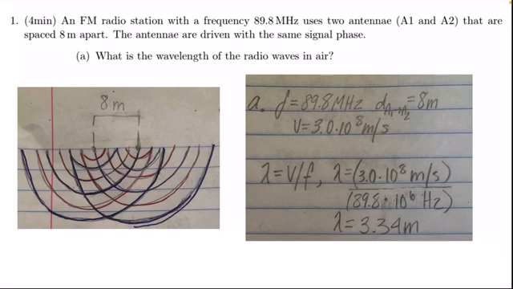So part A is just asking about wavelength. So we know the wavelength is just always going to be velocity over frequency. So we were given frequency, and we know velocity just from the unit. So all we have to do is plug in those values, keeping in mind that you have to convert megahertz to hertz. So once we do that, we get a wavelength of 3.34 meters.